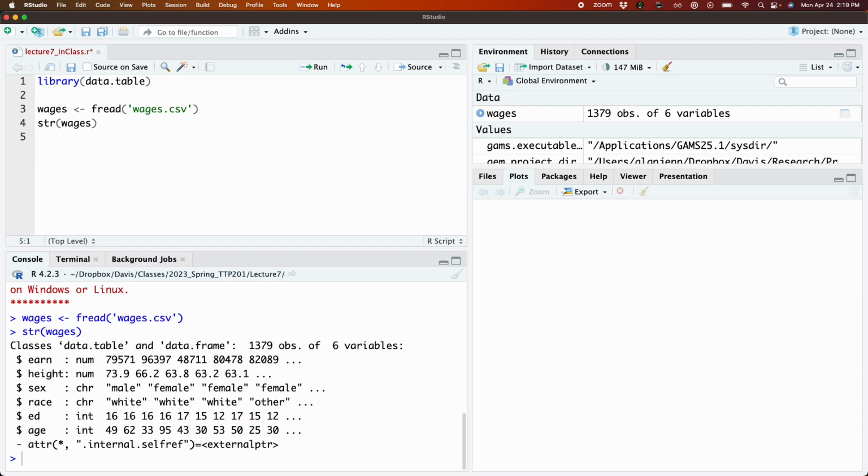And just as a quick refresher, you can look at the structure of the data. We've got 6 variables here. Earnings, or annual earnings, which is our response variable. And then we have height, gender, race, education, and age as our explanatory variables for the earnings.